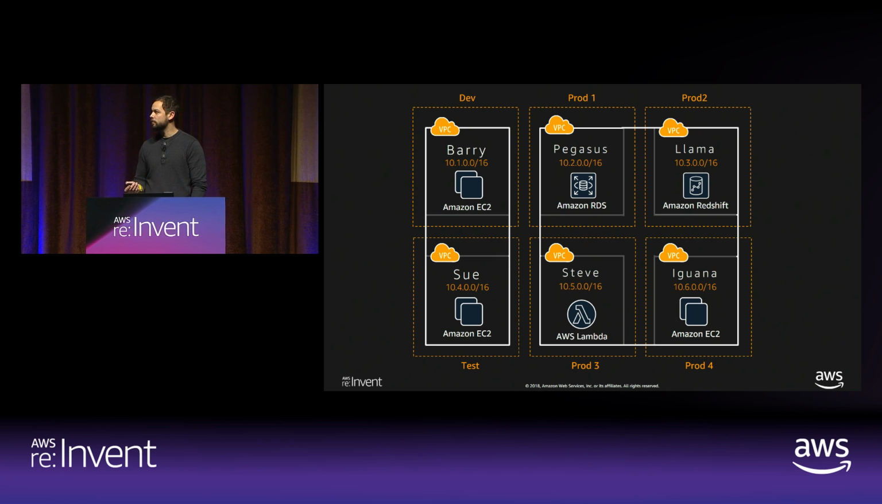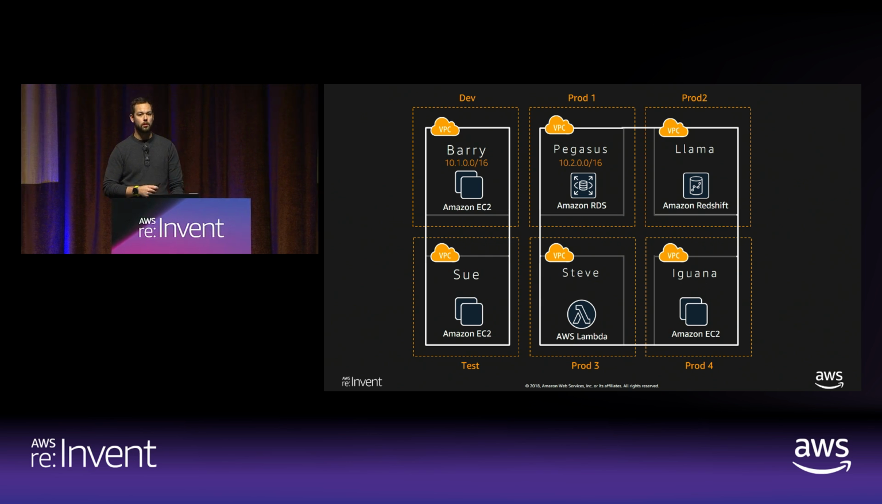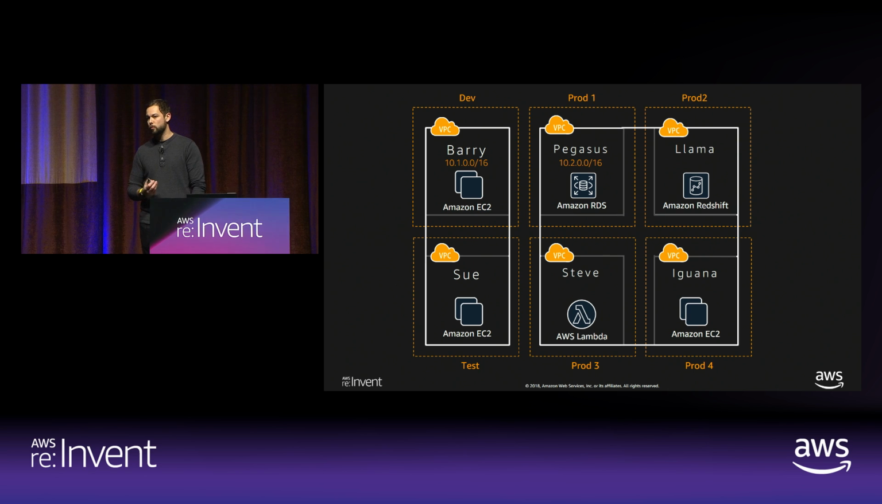So what does that mean? Well, we've got a subnet that spans multiple accounts. The VPC basically spans multiple accounts. So the Pegasus subnet 10.2/16 also exists or is accessible via Steve, Iguana, and Llama. Say that 10 times fast.